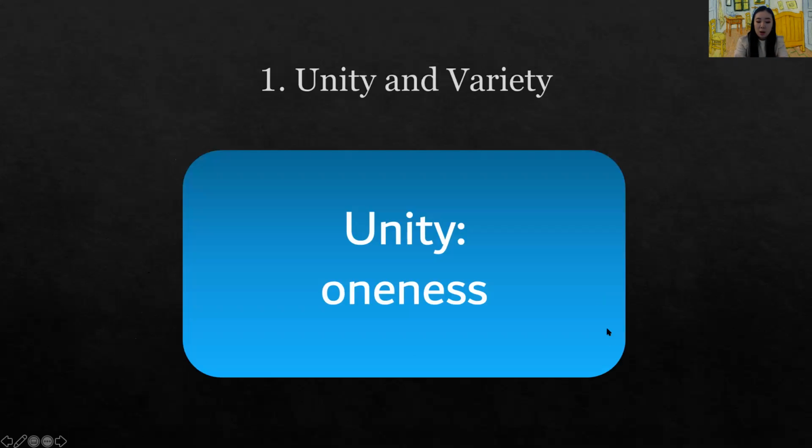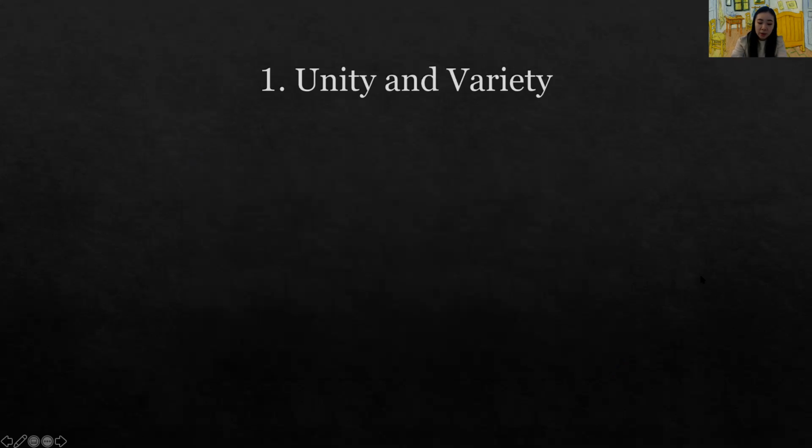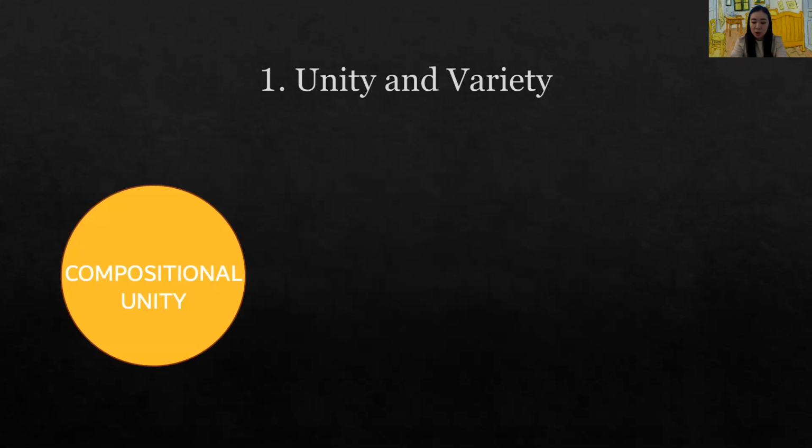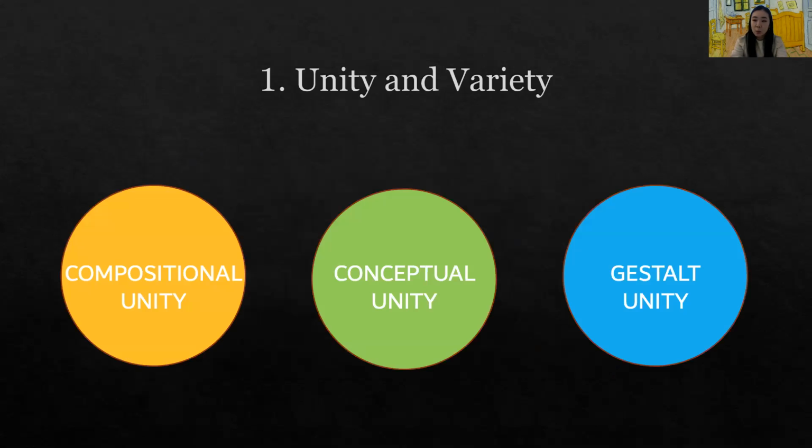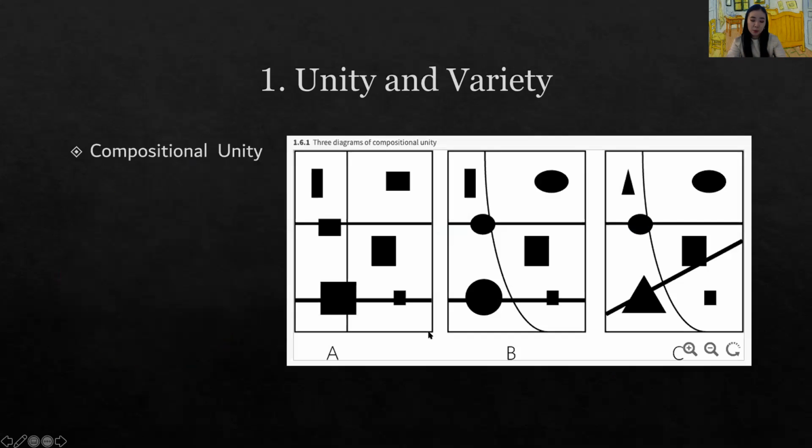So unity. Unity is the sense of oneness, things belonging together and making up a coherent whole. And there are 3 types of unity. The first one is compositional unity. The second one is conceptual unity. And the third one is gestalt unity. We're going to see them one by one. Let's see compositional unity first.